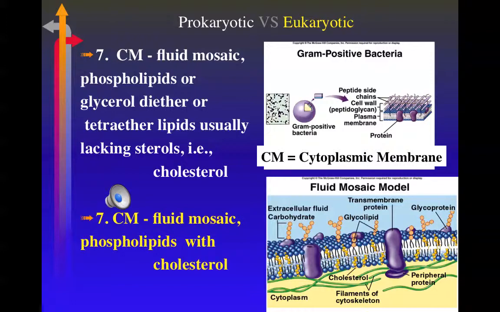For prokaryotes, we find that oftentimes we don't find any sterols, like cholesterol, in the formation of a prokaryotic fluid mosaic cytoplasmic membrane. For eukaryotes, that fluid mosaic is typically made of phospholipids, similar kinds of phospholipids as in prokaryotes, but the big difference in eukaryotic cell membranes, especially in animal cells, is that we do find cholesterol. The cholesterol is important to keep the cytoplasmic membrane of the animal cell fluid or very pliable.